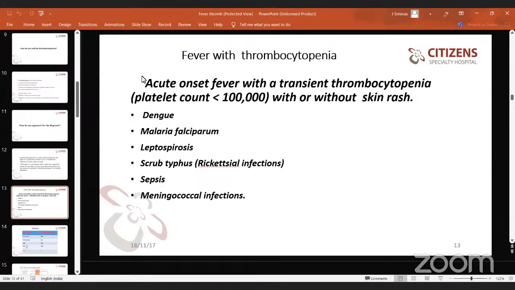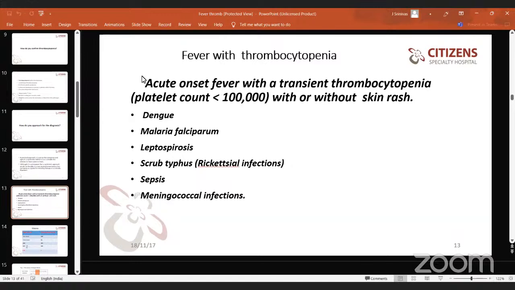We will not go too much into the clinical things, but into the most common ones. What we test for is dengue, malaria, leptospirosis, rickettsial infection, sepsis, and meningococcal infections. Anything you will add, sir? Sachi sir? David sir?